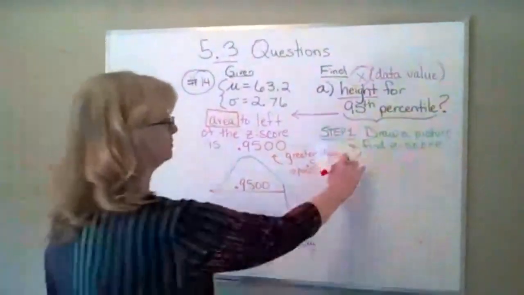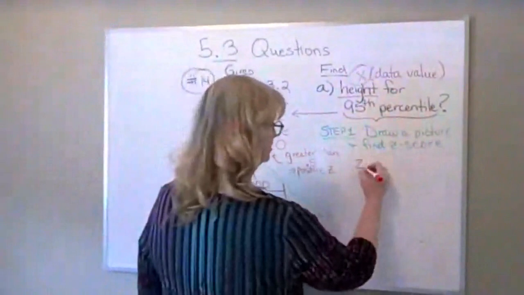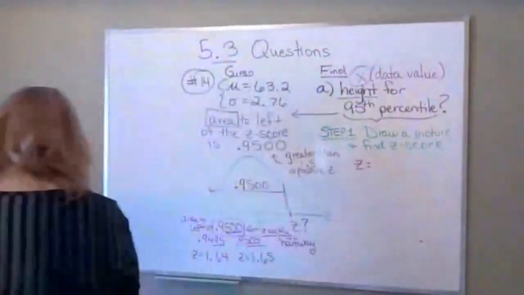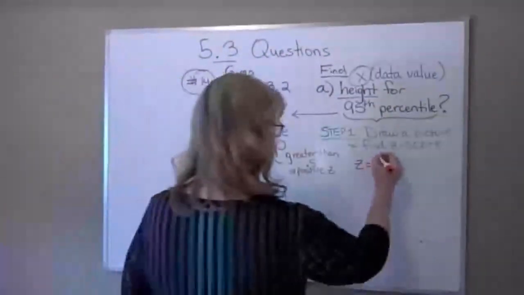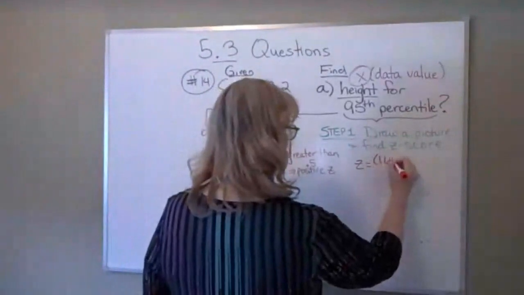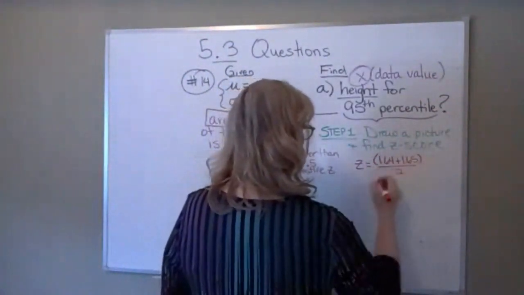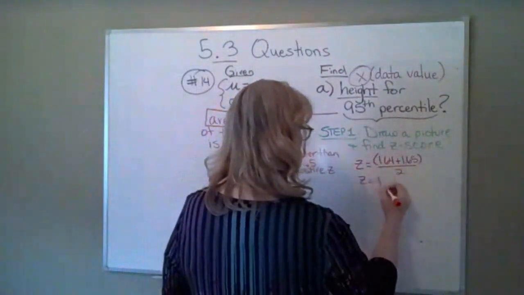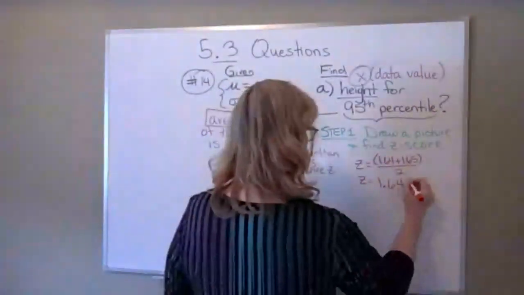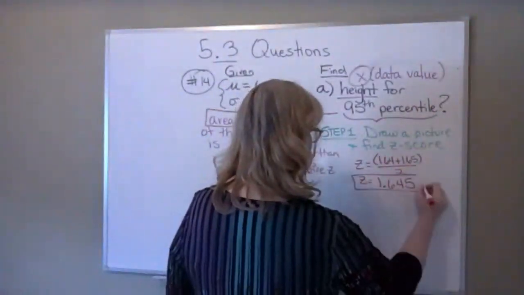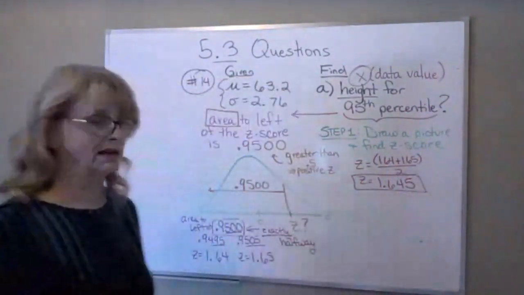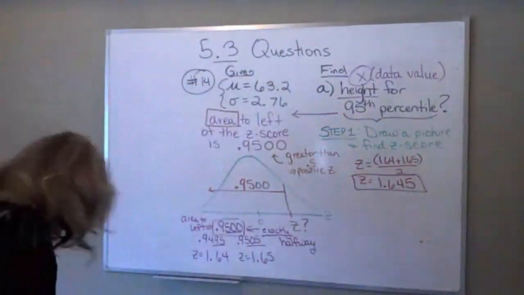So my work for finding the z-score: I'm going to have to average 1.64 and 1.65, which will give me a z-score of 1.645. That's the z-score. Now, that's not my final answer. That's the z-score for my answer.